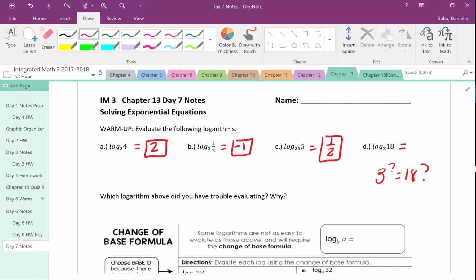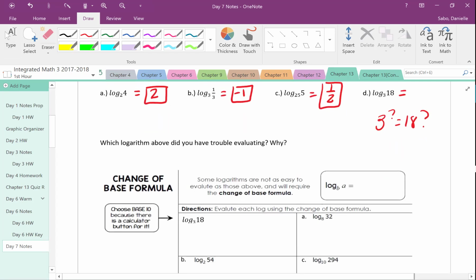All right, so then hopefully you got here, and maybe in your brain or with the group member, you're like, man, how did you get D? Okay, D is tricky for a reason, because this is why we're getting into it. If we don't know the solution, there is 3 to no power that gets us 18, we can actually figure it out. So which log above did we have trouble with? We had trouble with D.